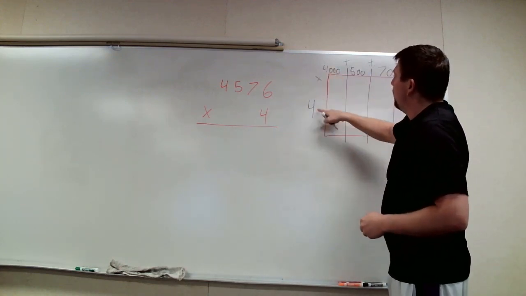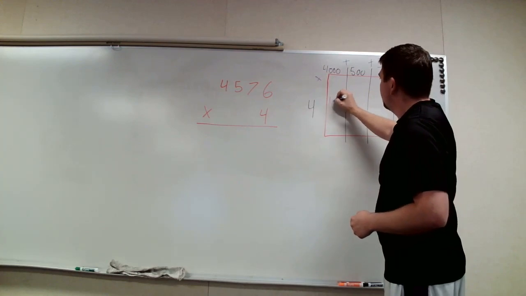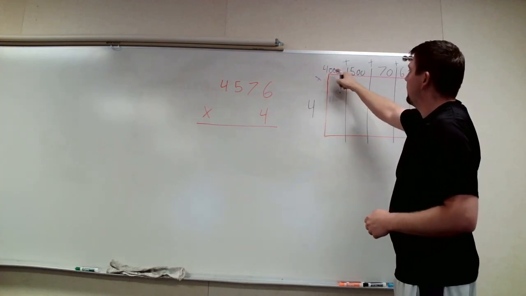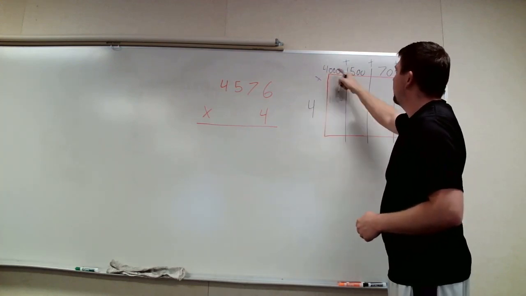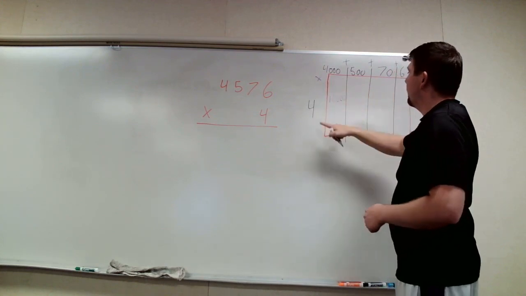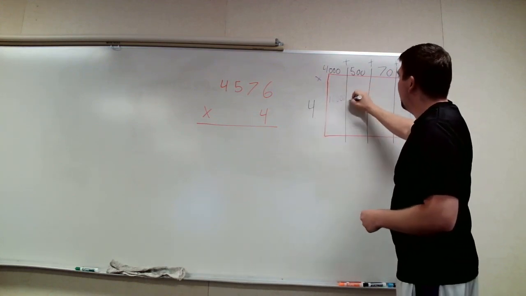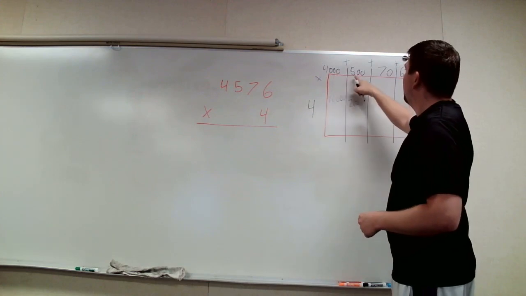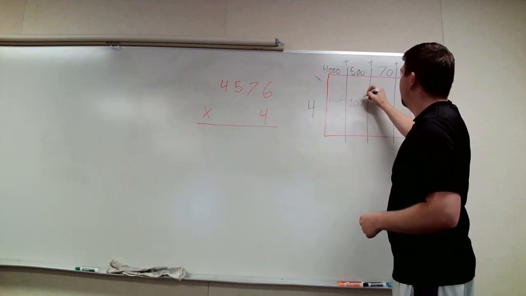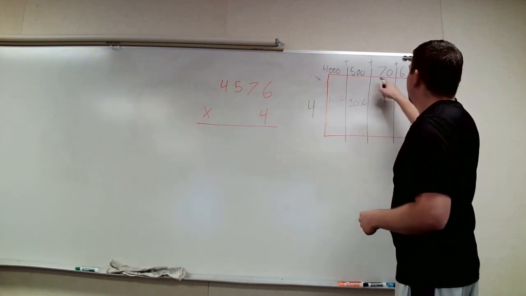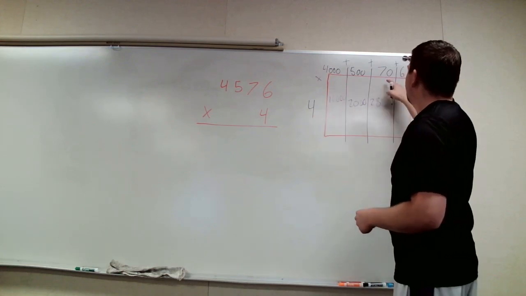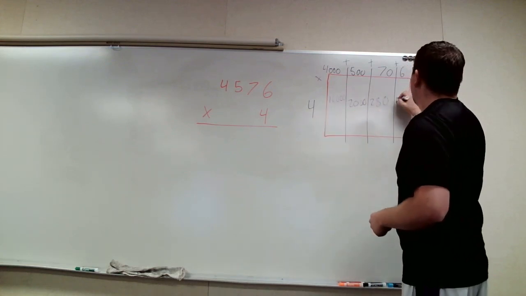We are doing 4 times 4, 16. And then 4 times 0, 4 times 0, 4 times 0. Going to the next one. 4 times 5 is 20. 4 times 0, 4 times 0. 4 times 7 is 28. And 4 times 0. 4 times 6 is 48.